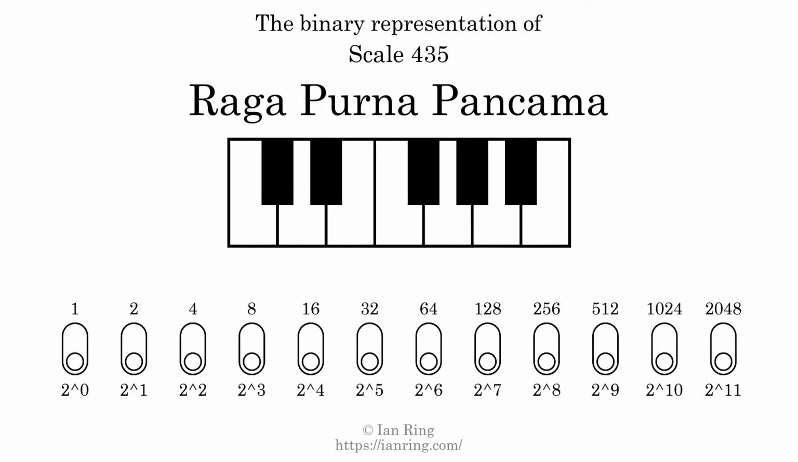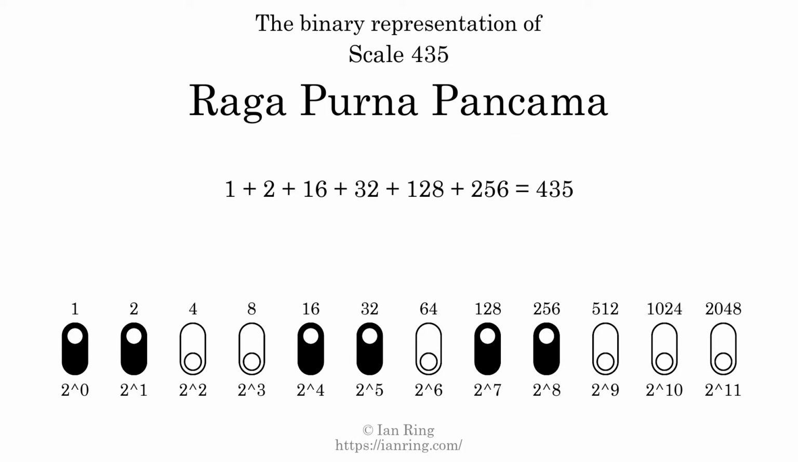The binary representation of this scale is determined by mapping tones of the scale to binary digits. Each binary digit represents a power of 2. To get the scale number, we add the powers of 2 together. The powers of 2 that are present in the scale, all added together, equals 435. That is why the scale number, in decimal, is 435.